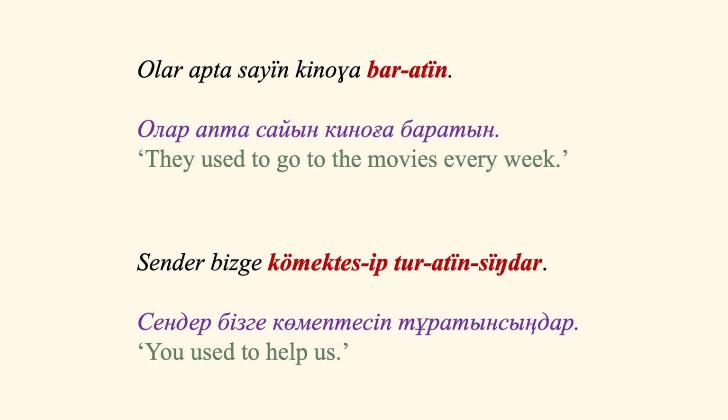In these examples, the present participle suffix is added directly to the verb root to indicate habitual past that is used to recur in the past, and these verbs function as the predicates of the main clauses.